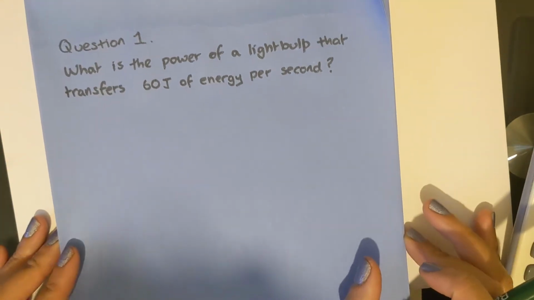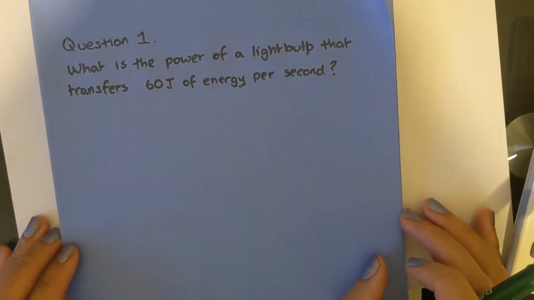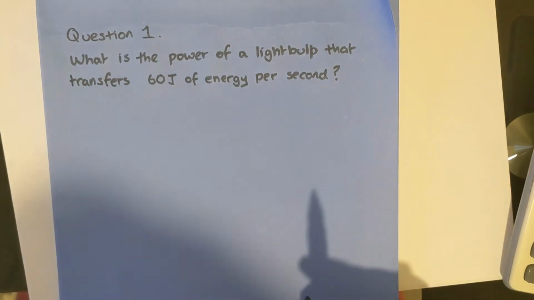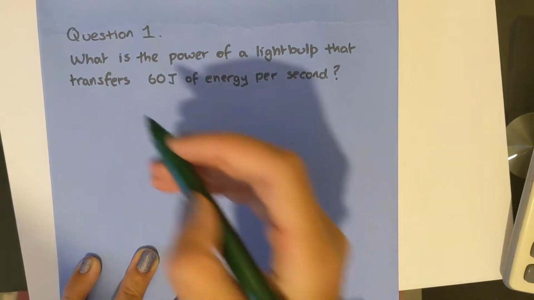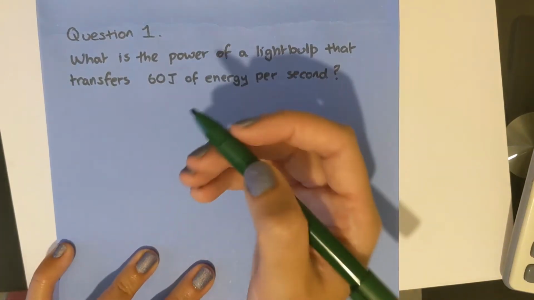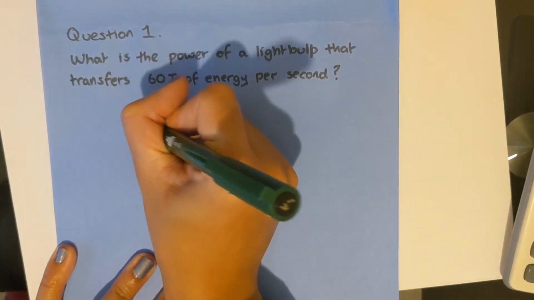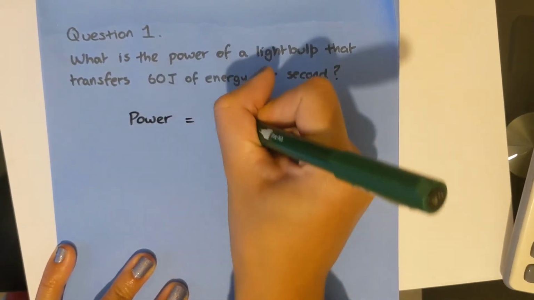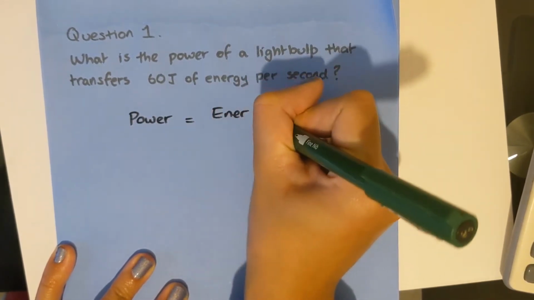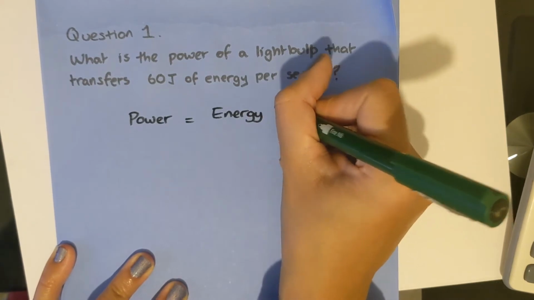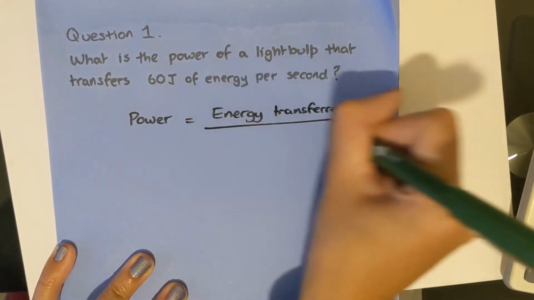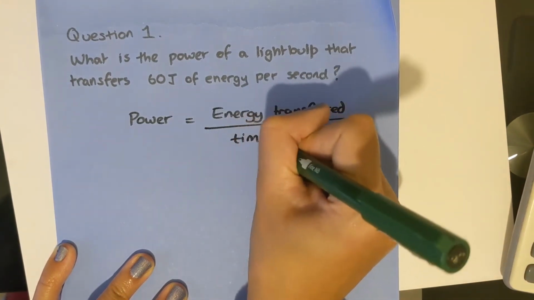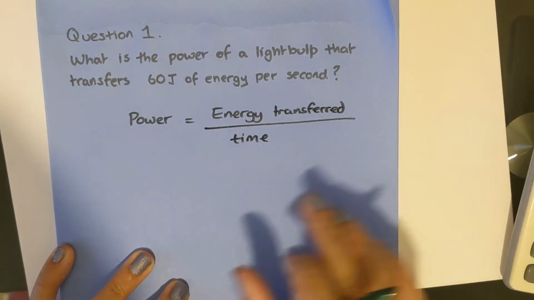Okay, so the first question says, what is the power of a light bulb that transfers 60 joules of energy per second? To work this out, we need to first recall our equation. The equation is power equals energy transferred divided by time.